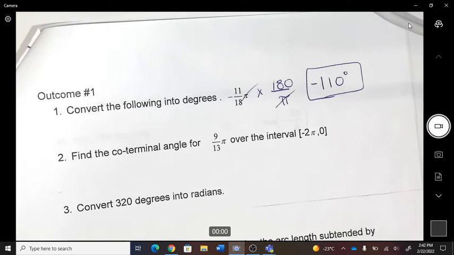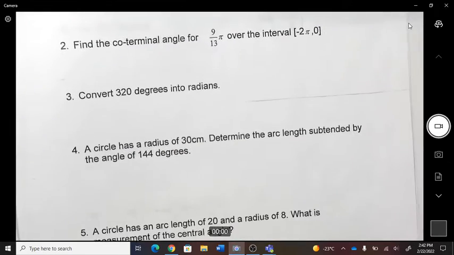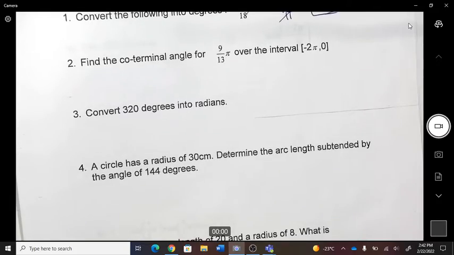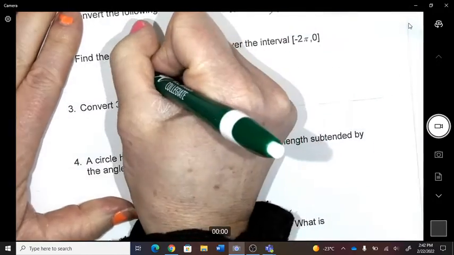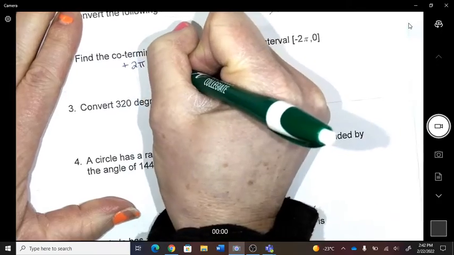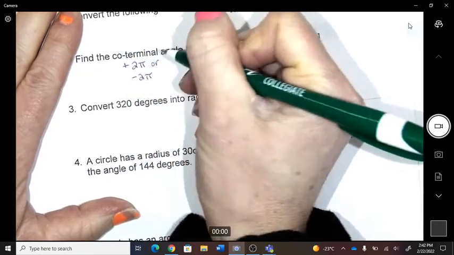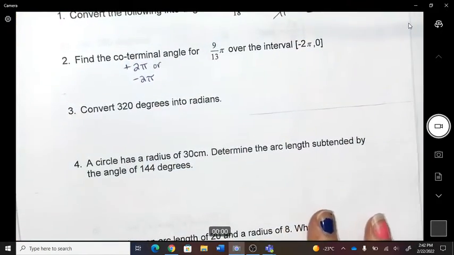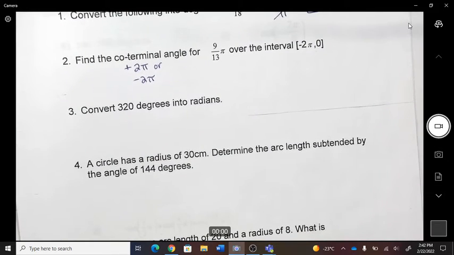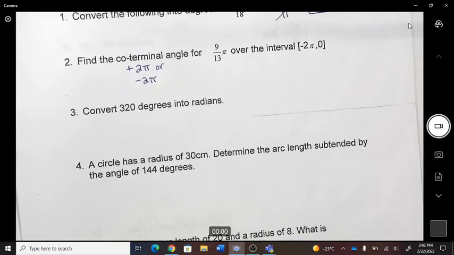Okay, number 2, find a coterminal angle. So this is the idea. We're either going to try to go up 2 pi or down 2 pi, or up 2 pi and another 2 pi, or, you know, we could keep going. It didn't give you the same. It did not give you the same.